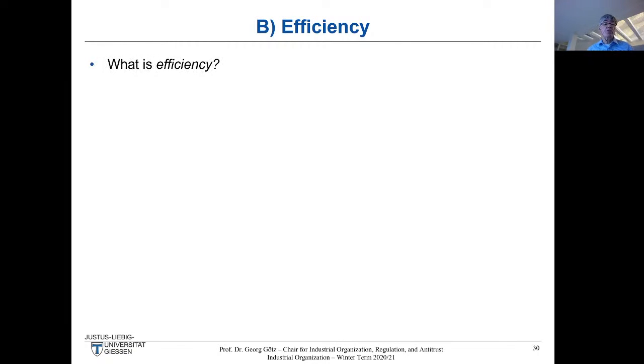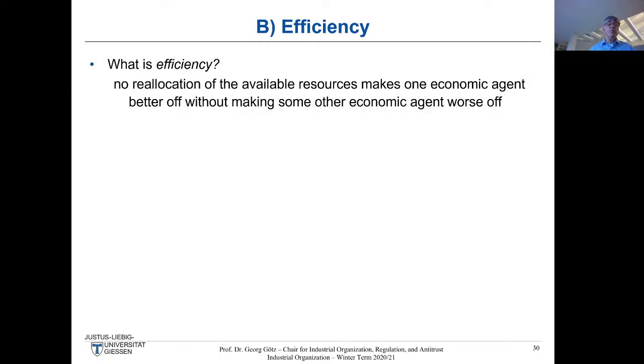So what is efficiency? All of you hopefully know this Pareto efficiency definition here. A situation is Pareto efficient if no reallocation of the available resources is possible that makes one economic agent better off without making some other economic agent worse off. This is, in a sense, a general equilibrium definition we use, if we have something like the Edgeworth box or something like that in microeconomics.